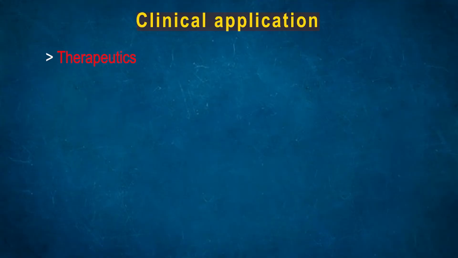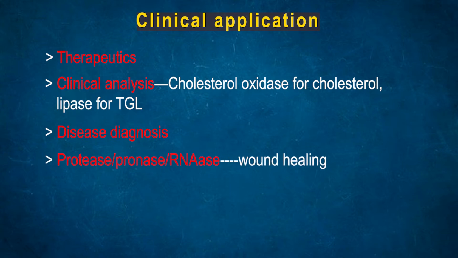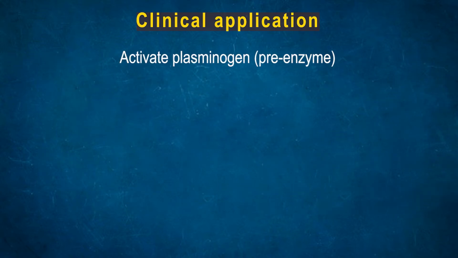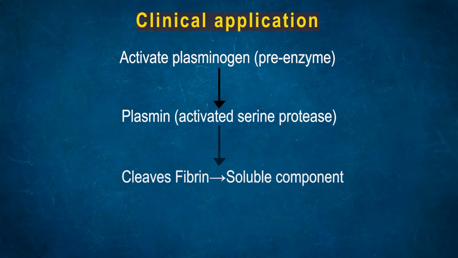Clinical application. The enzymes are needed for therapeutics and for clinical analysis, like cholesterol oxidase for cholesterol, and triglyceride and lipase analysis, disease diagnosis. Protease, pronase, and RNase are needed for wound healing. Streptokinase from streptococcus is needed for clearing blood clots in myocardial infarction. From the plasminogen pre-enzyme, the activated serine protease plasmin is produced, which cleaves fibrin into soluble components.